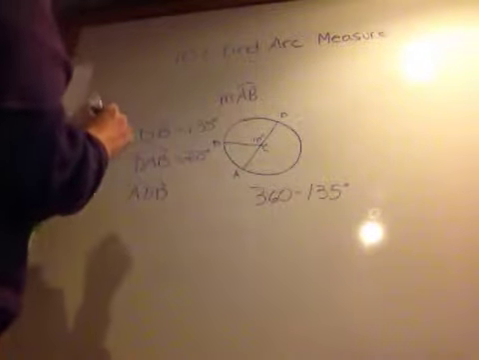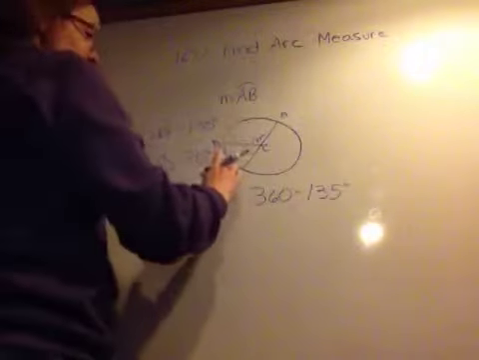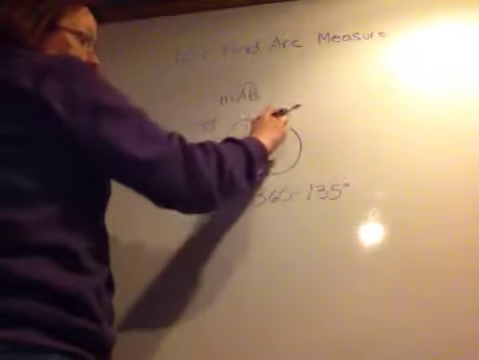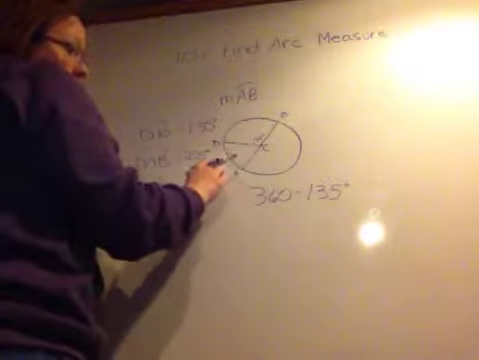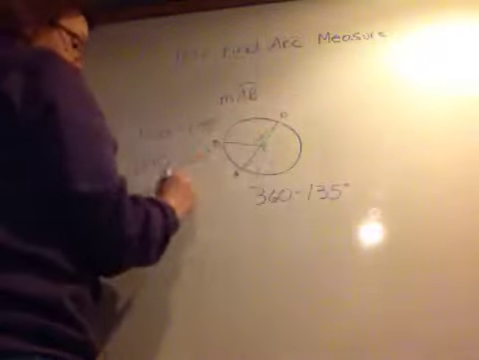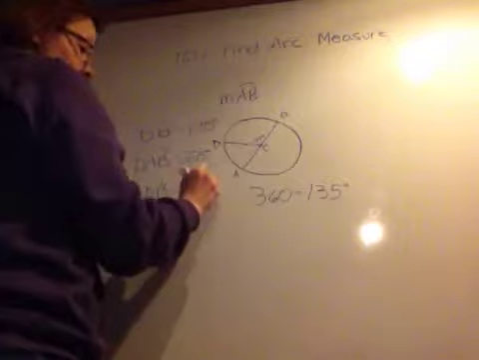And then to find the measure of arc ADB, that is this one here. Well, AB is a diameter, so arc ADB has its endpoints on a diameter, so this is 180 degrees.